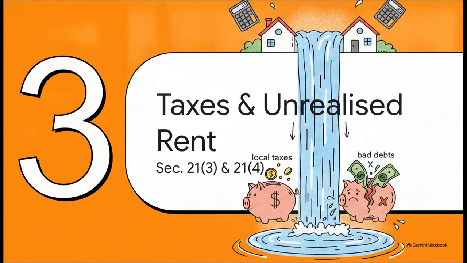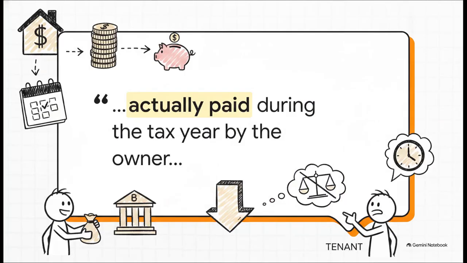All right, step 3, taxes and unrealized rent under Sections 21(3) and 21(4). Let's see how practical, real-world deductions further alter our baseline. Now, you've got to pay very close attention to these strict conditions in Section 21(3). The annual value shall be reduced by taxes levied by a local authority, think municipal taxes, which explicitly includes service taxes. But look at that phrasing on the screen, actually paid during the tax year by the owner. This is absolutely massive for your computations. It operates strictly on a cash basis.